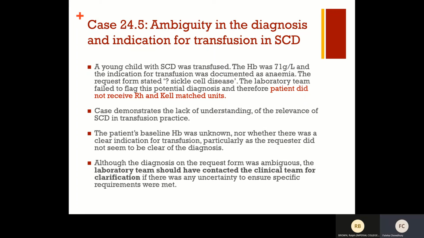So this case is of a young child with sickle cell disease who was transfused. Hemoglobin was 71 grams per litre, and the indication for transfusion was documented just as anemia. The request form stated sickle cell disease. The laboratory team failed to flag this potential diagnosis, and therefore the patient did not receive RH and KEL matched units.